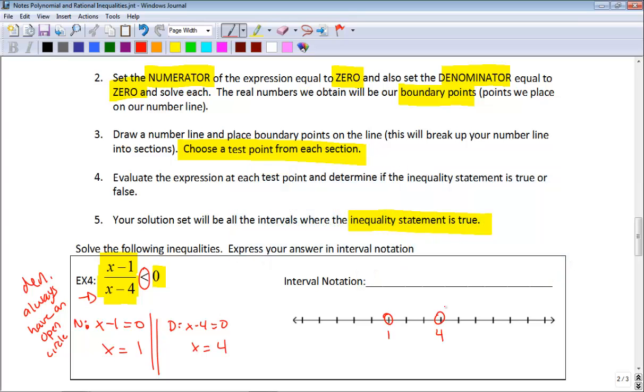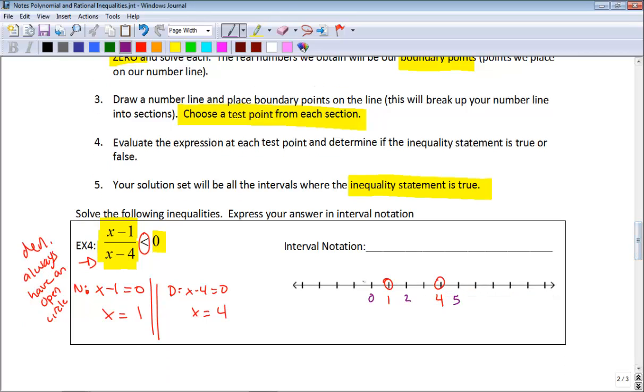Now we need to choose a test point from each one of the sections. I need to choose a test point between negative infinity and 1, 0 works. Between 1 and 4, 2, and between 4 and positive infinity, 5. Then I need to plug these test points back into the inequality and determine whether they make the statement true. So when I'm plugging 0 in for x, 0 minus 1 over 0 minus 4, is that actually less than 0?